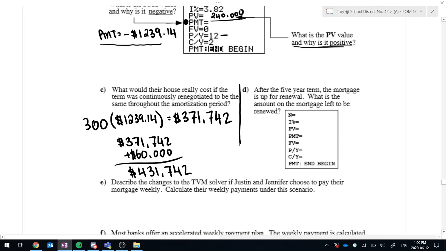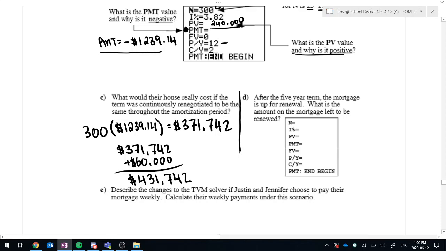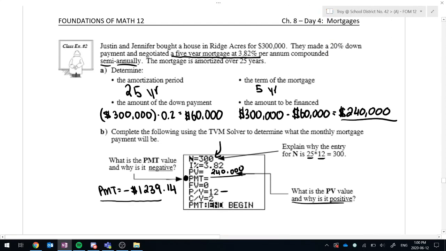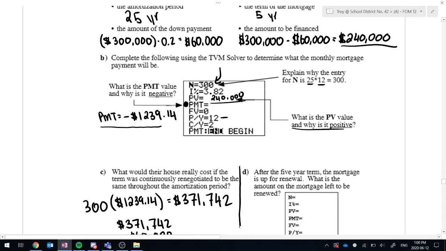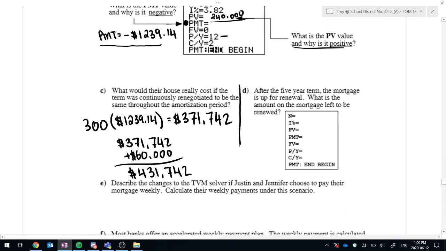Okay, after the 5-year term, the mortgage is up for renewal, so they need to get a new interest rate. What is the amount on the mortgage left to be renewed? All right, so for this one, after the 5-year term, so let me see. It's an amortization of 25 years. So after the 5 years, we're looking at 20 years left.